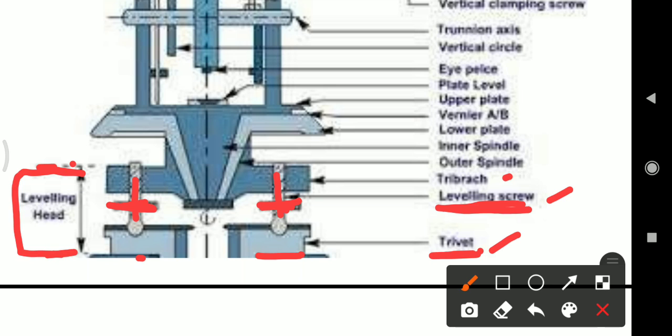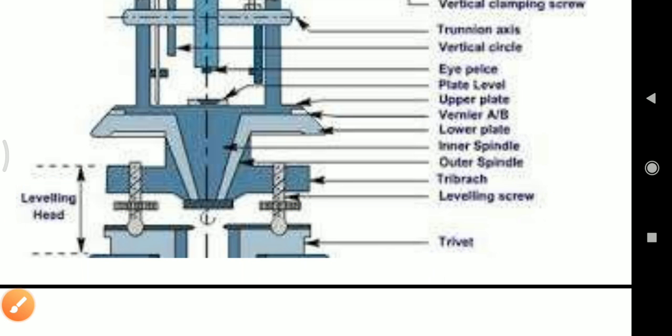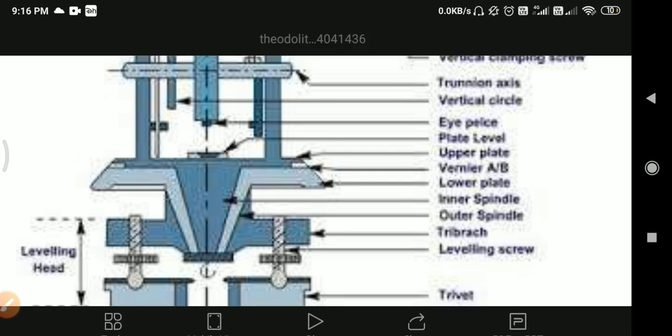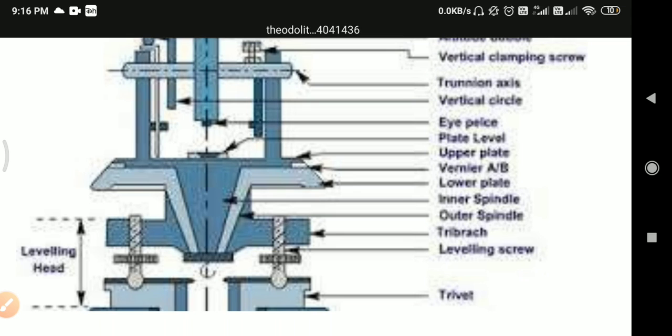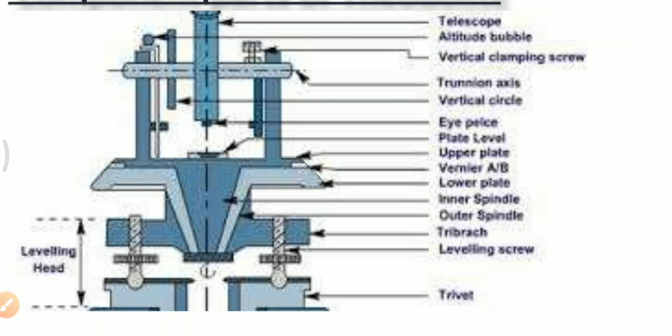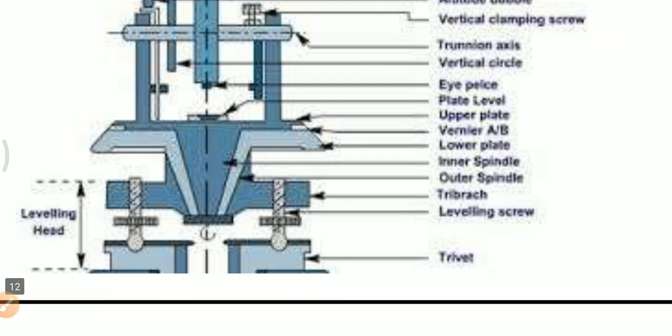So these are the component parts of the transit theodolite. On this topic, some component parts are asked in examinations and we are asked to write the function of these component parts. Sometimes: what is the function of the telescope? What is the function of the altitude bubble tube? What is the function of the leveling foot screw? Such types of 2 mark questions are asked on this topic.